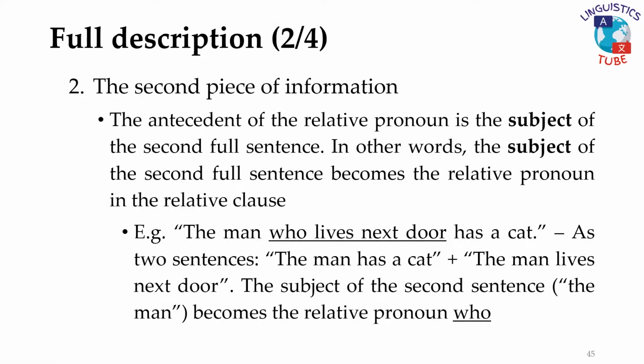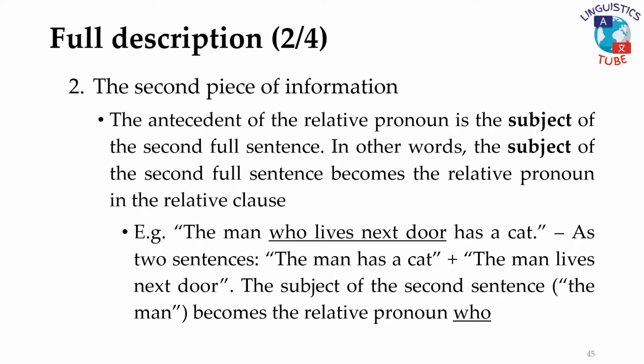The second piece of information that we need to fully describe a relative clause is what we learned about first in this episode. Using the same example, we need to state that the antecedent of the relative pronoun is the subject of the second full sentence. In other words, the second part of our classification is that the subject of the second full sentence becomes the relative pronoun in the relative clause.